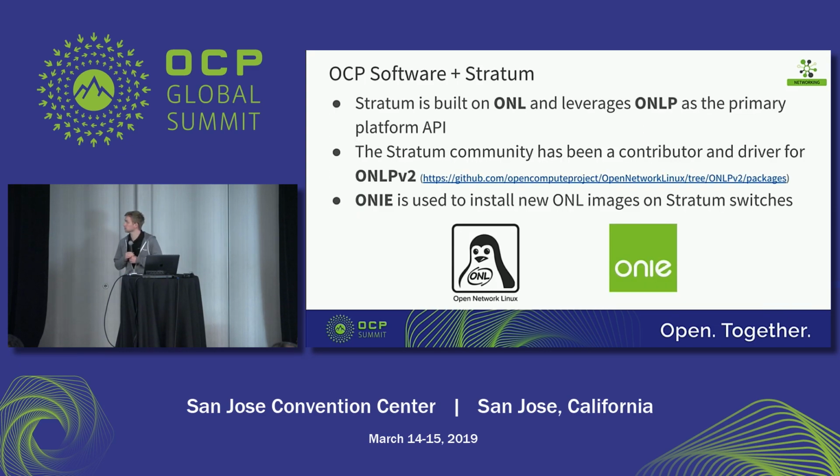The next part of the talk, we'll just explore how we're working with OCP. So from an OCP software perspective, Stratum is built on ONL, Open Network Linux, and leverages ONLP as our primary platform API. Google and the rest of the Stratum community has been a contributor and driver for the next generation of ONLP called V2, which is going to be merged to master probably within the next few months. And that gives a little bit of additional functionality and semantics around the ONLP API that was in existence. And then like pretty much everyone else in the whitebox switch industry, we're using ONIE to boot these images on the switches.